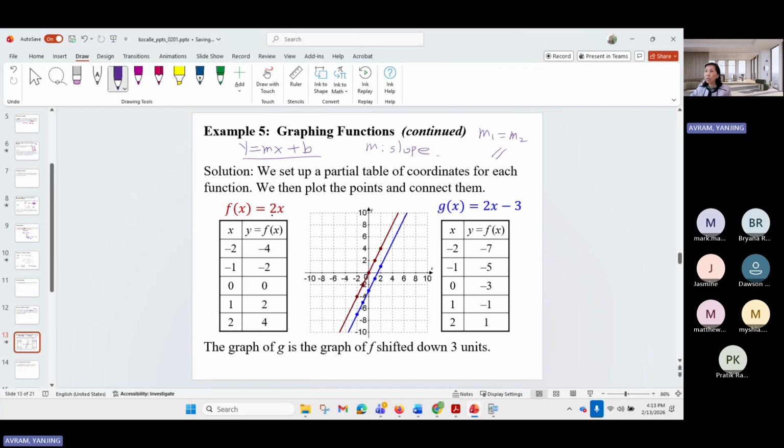Okay, so this m here is 2. This m here is also 2. So m1 and m2 are equal. That means two lines are parallel. This only applies to straight lines, of course.